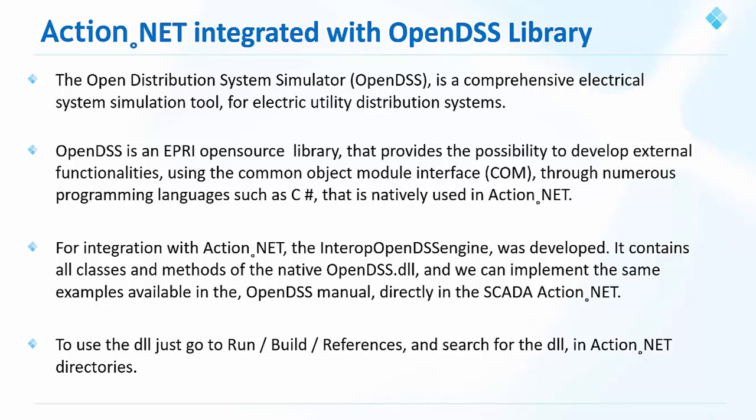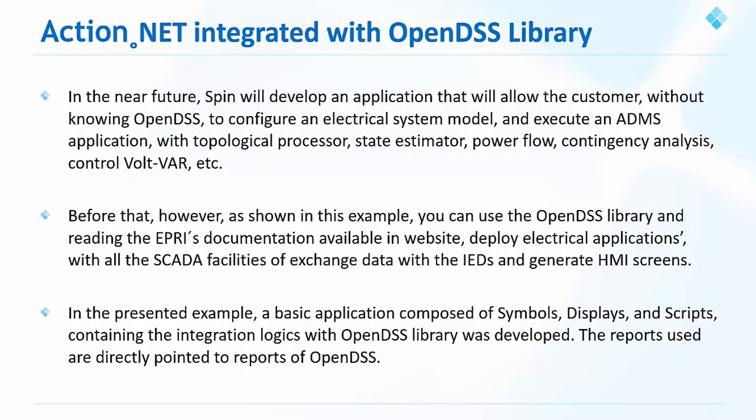It contains all classes and methods of the native OpenDSS DLL, and we can implement the same example available in the OpenDSS manual directly in the SCADA ActionNET. To use the DLL, just go to Run, Build, References, click Add DLL References, and search for the DLL in ActionNET directories.